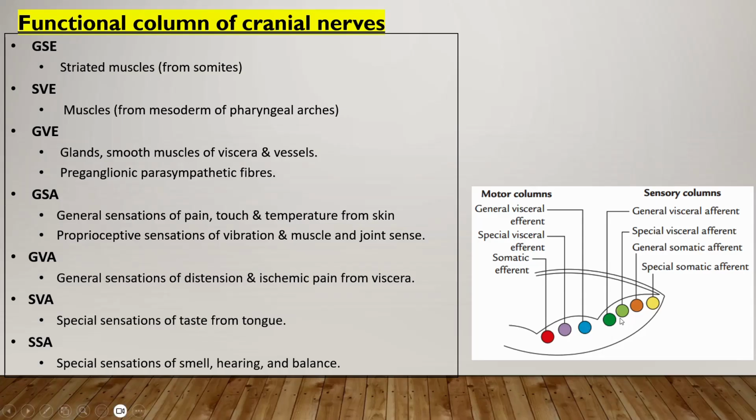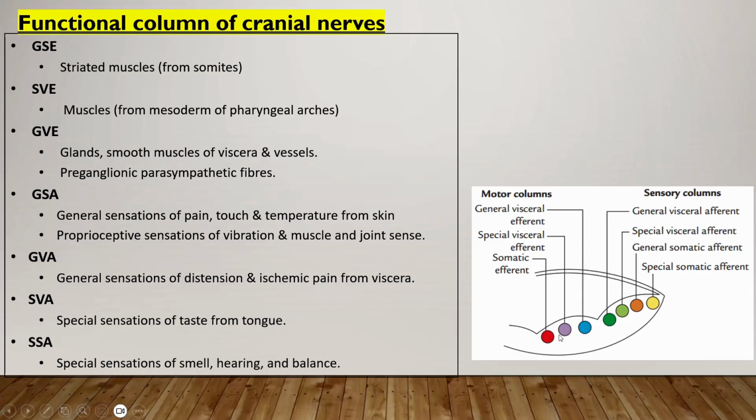At the same time in the alar lamina there will be sensory column will appear which will supply the pharyngeal arches and that will be known as special visceral afferent. So special visceral afferent is appearing between the general visceral afferent and this one is general somatic afferent. Okay, so we got now 6th and 7th one will be special somatic afferent which will be for smell, hearing and balance.